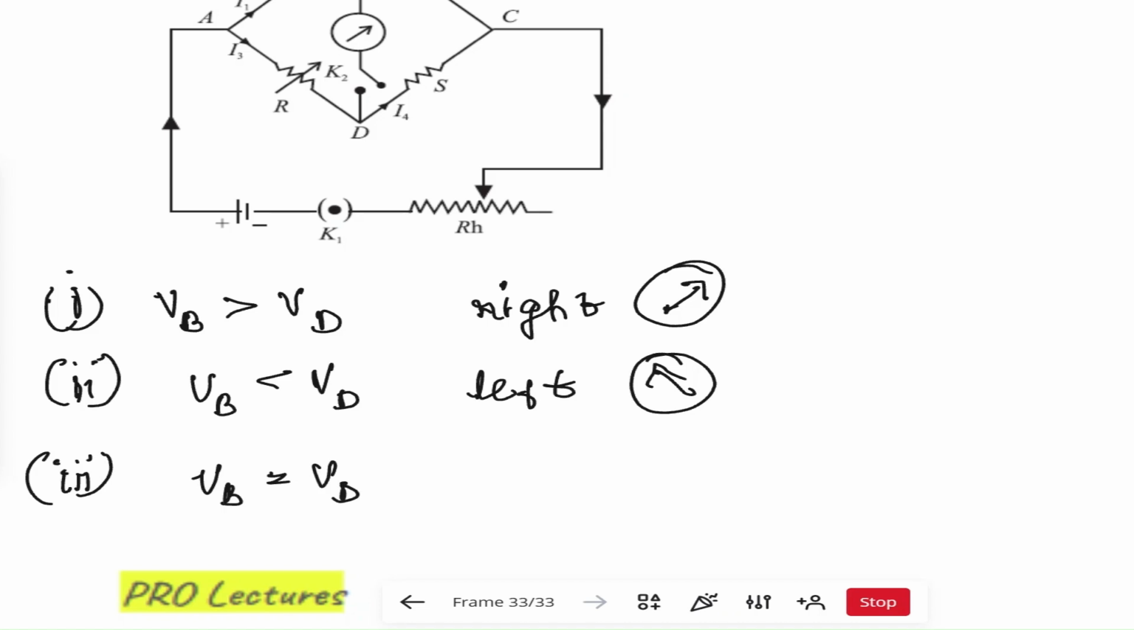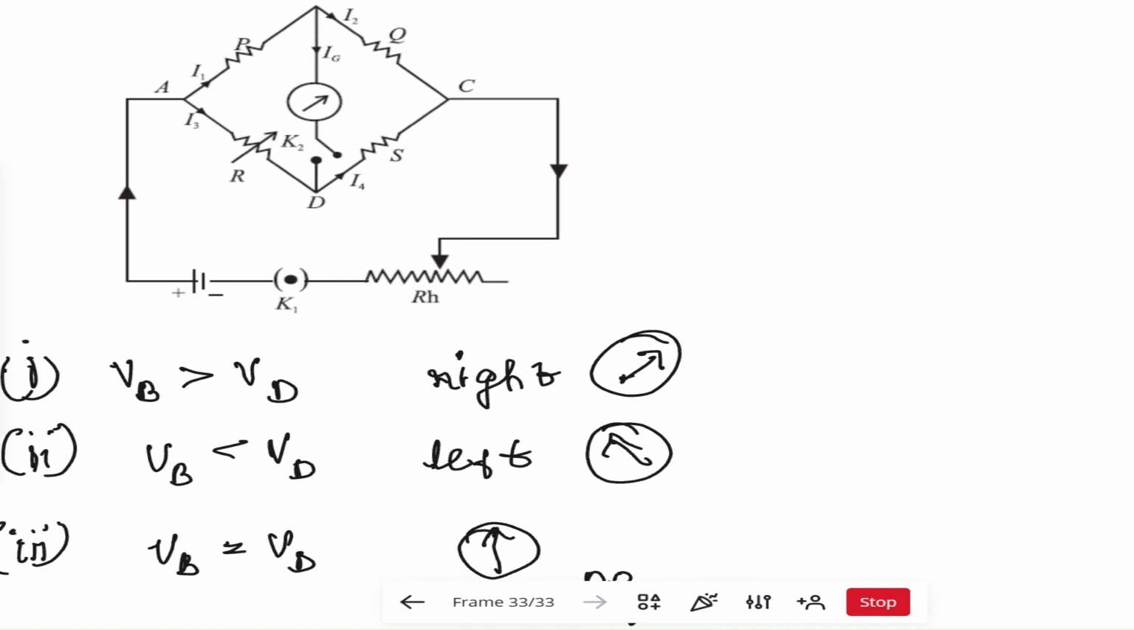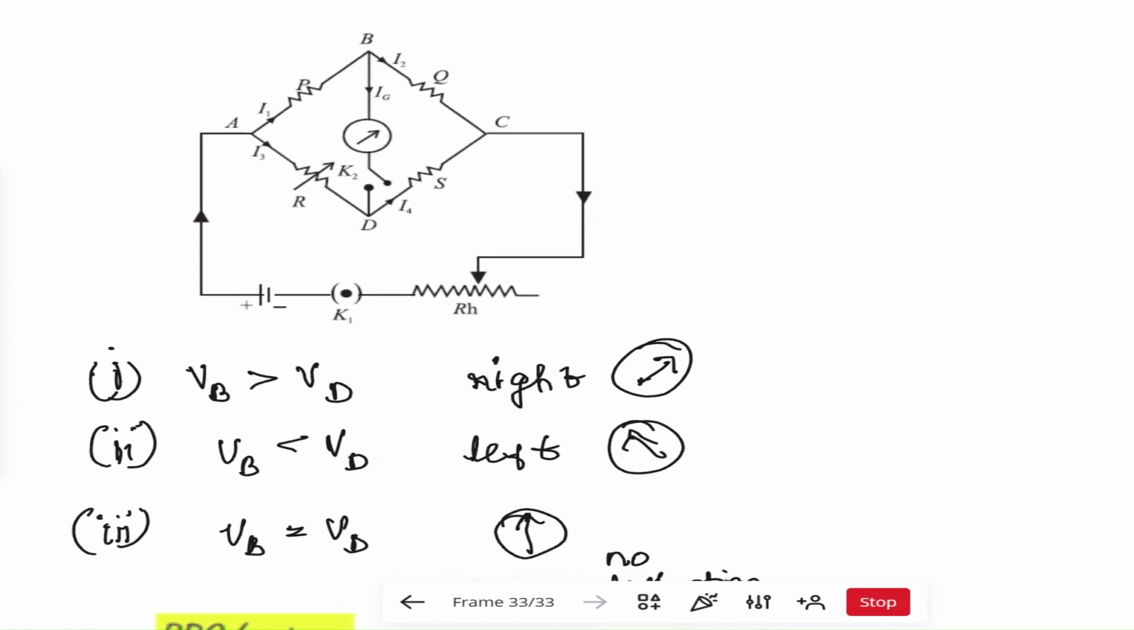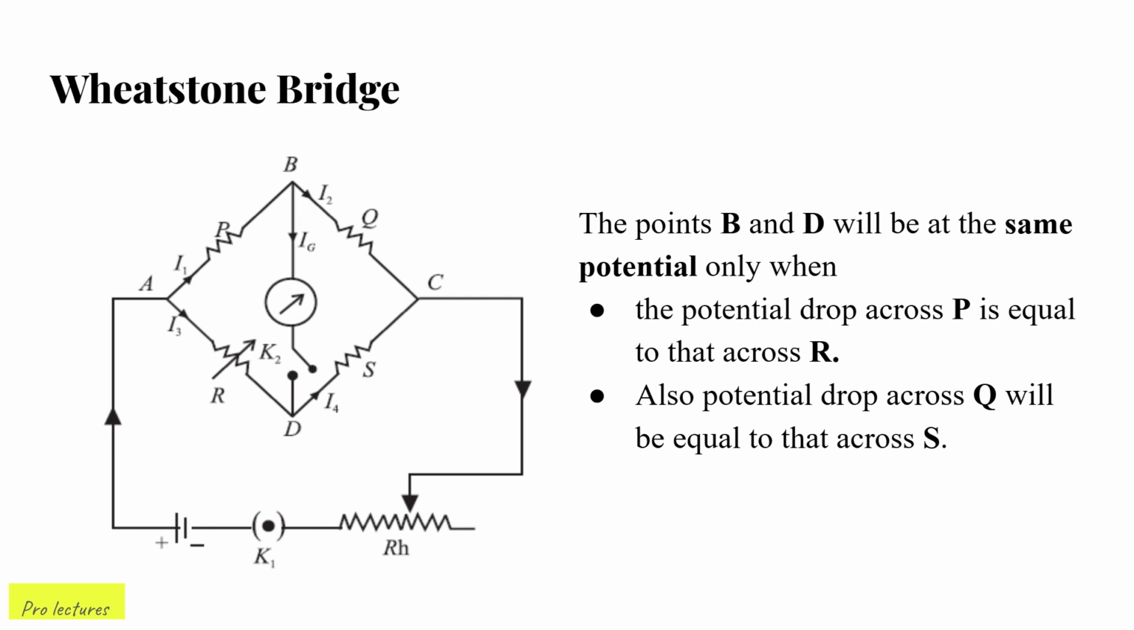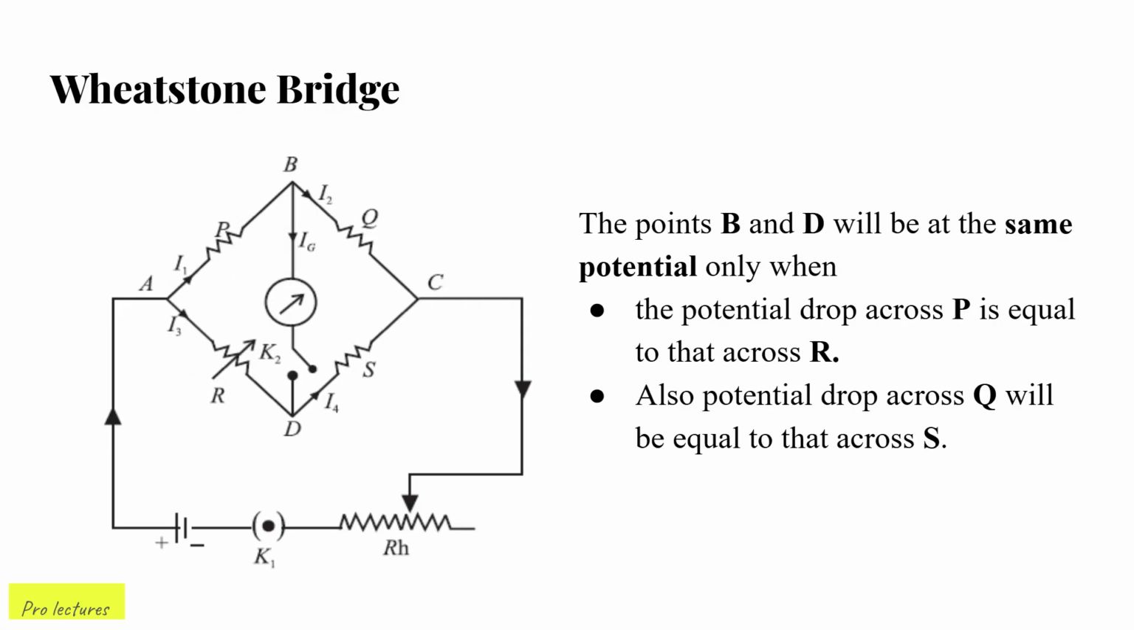In this case, no current will flow through the galvanometer, it will show no deflection. This is called the null condition. It is in this condition that the Wheatstone bridge is said to be in the state of balance. This happens only when the potential drop across P is equal to the potential drop across the resistor R. I1P is equal to I3R.